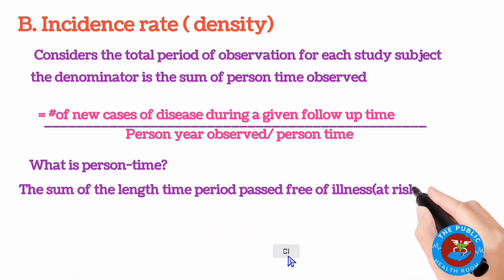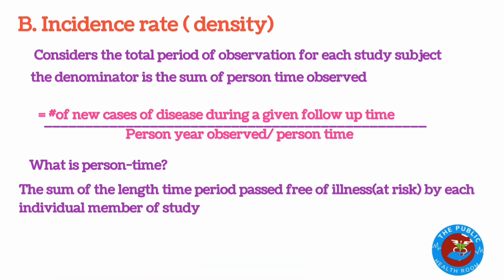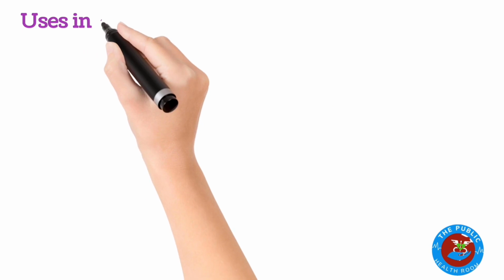It is the sum of the length of time period passed free of illness or at risk by each individual member of the study. It accounts for the amount of exposure time of study participants. It is a good measure in a dynamic or open cohort: a cohort of people leaving and entering a study at different times of the period.